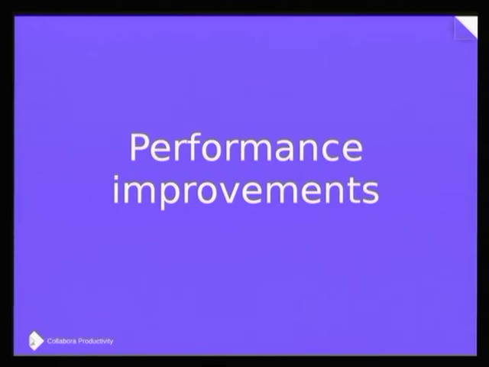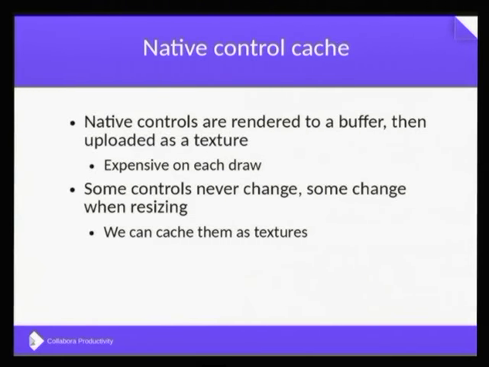So, the performance improvements I made. First, we have a native control cache. For native controls, we have to render them to an image buffer and upload it as a texture to the GPU. Normally, this is not needed in other backends. They can just draw directly to the surface, and it's quite fast. But here, we have to do this all the time and upload it to the GPU, and it's expensive if you do this for each frame that we draw. So we want to cache it.